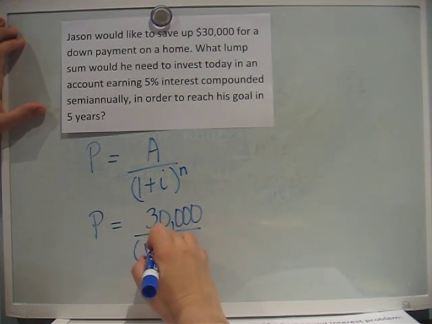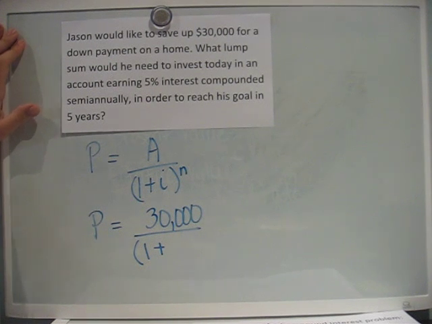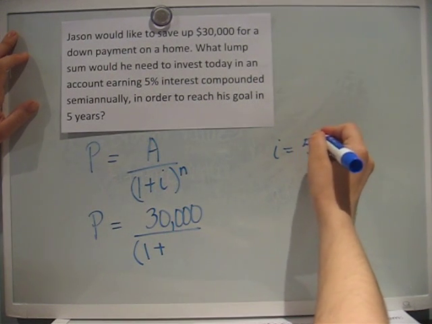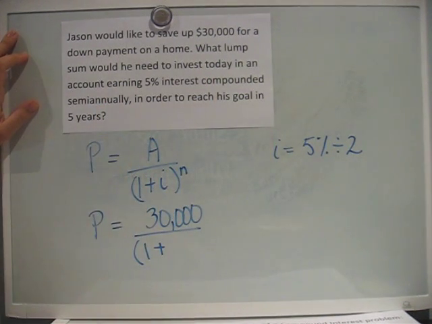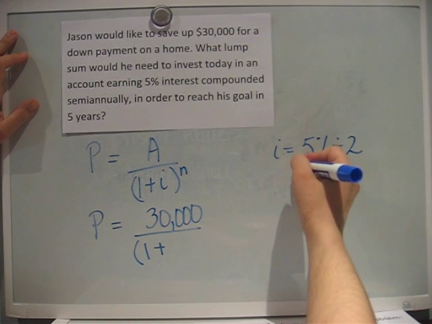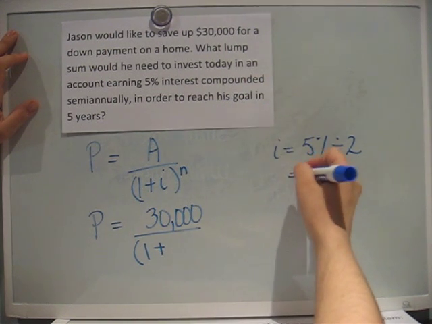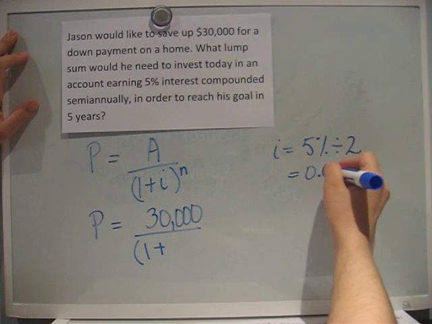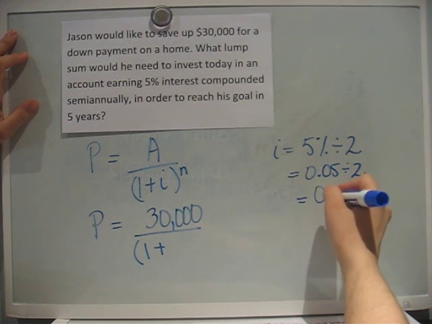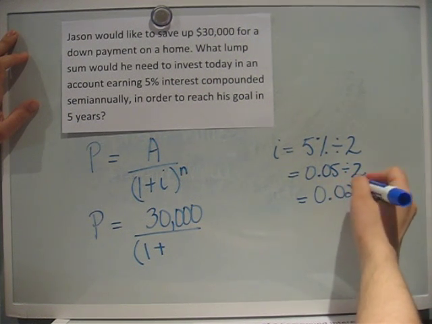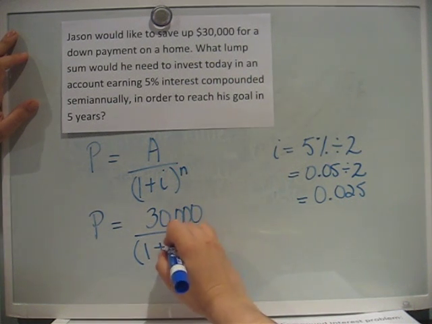We're going to divide that by 1 plus i, the periodic interest rate. To find i, remember, we're going to take the annual interest rate and divide by the number of compoundings per year. So the interest rate is 5%, and I'm going to divide that by 2 because we have semi-annual compounding, which means twice a year the interest is added to the main amount. So this will be 0.05 divided by 2, which will give me 0.025. So that's what we'll put in for i.